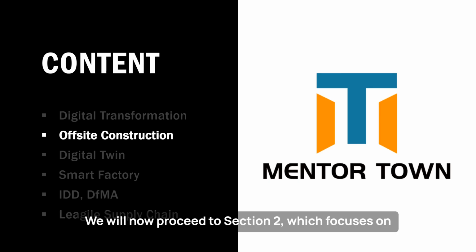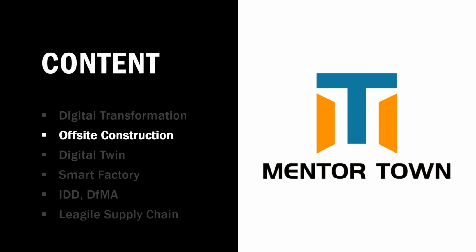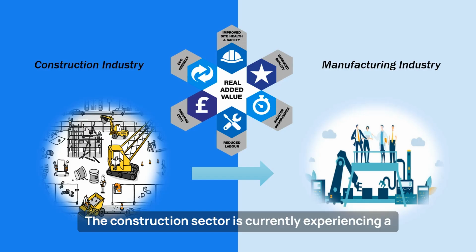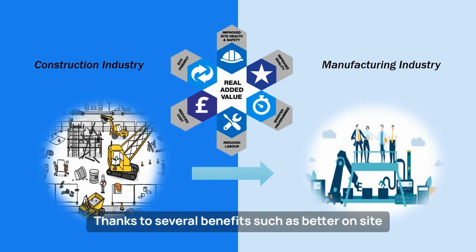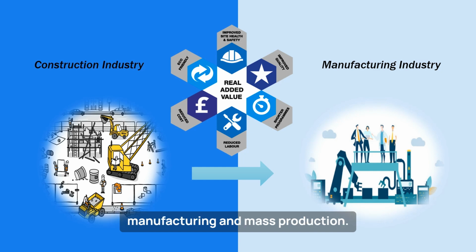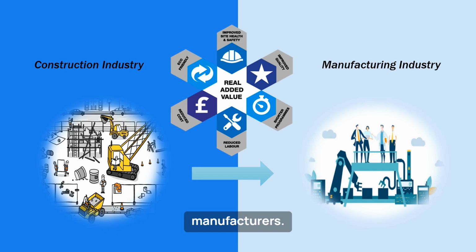We will now proceed to Section 2, which focuses on offsite construction. The construction sector is currently experiencing a significant transformation, thanks to several benefits such as better on-site health and safety, improved quality, reduced labor and cost, shorter project time, and eco-friendliness. The industry is moving towards manufacturing and mass production. As a result, general contractors are turning into manufacturers.